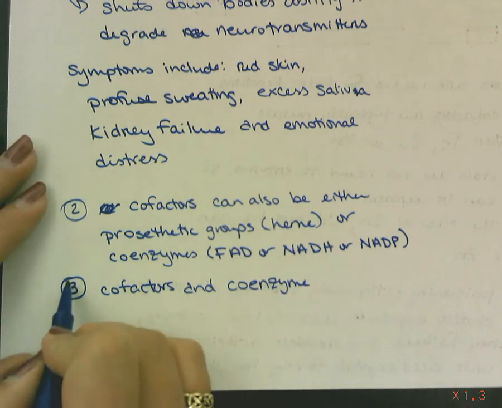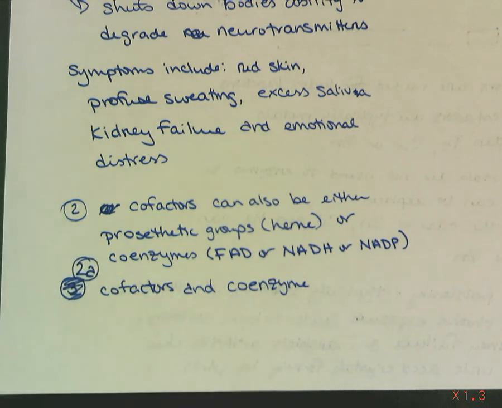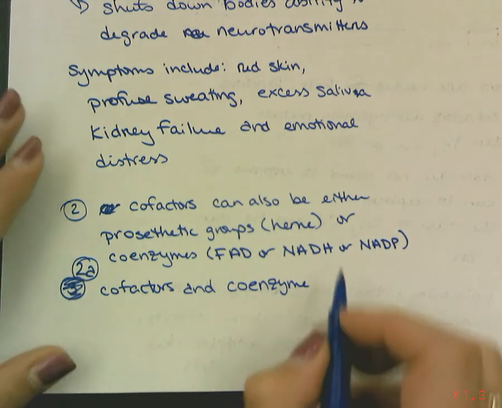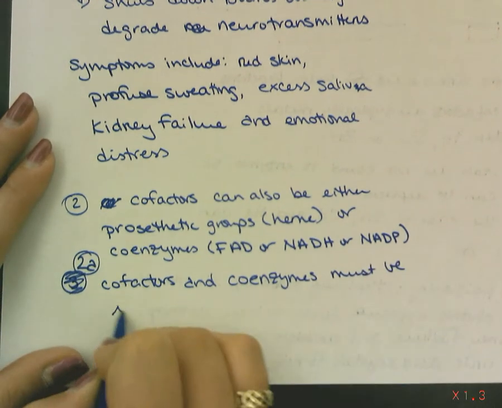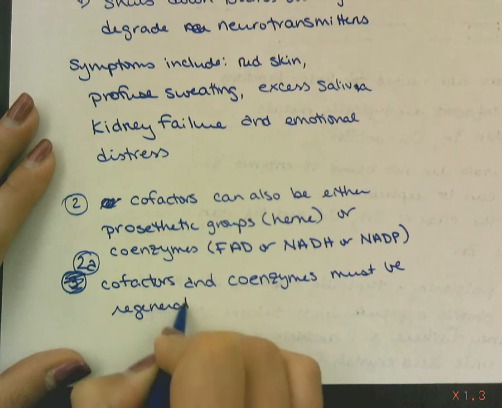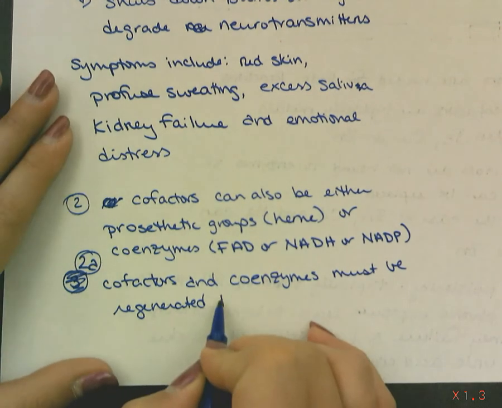Actually, this should be 2A. Guys, this is more stuff about cofactors and coenzymes. So 2A. Cofactors and coenzymes. Right, just like a regular enzyme, cofactors and coenzymes have to be regenerated to complete catalytic cycles.